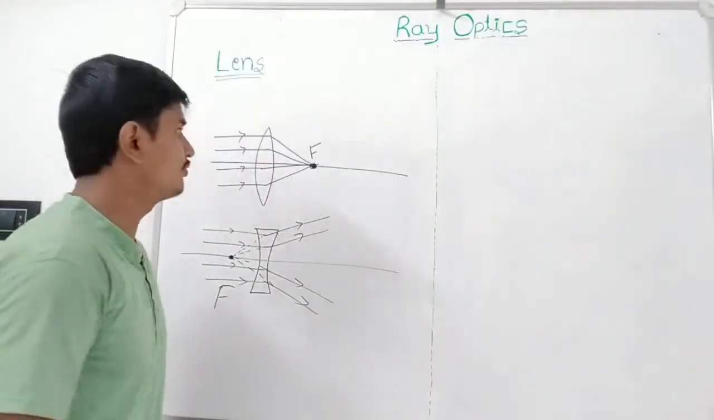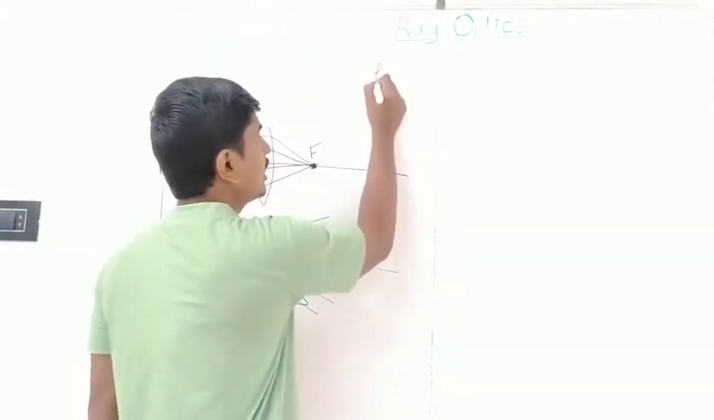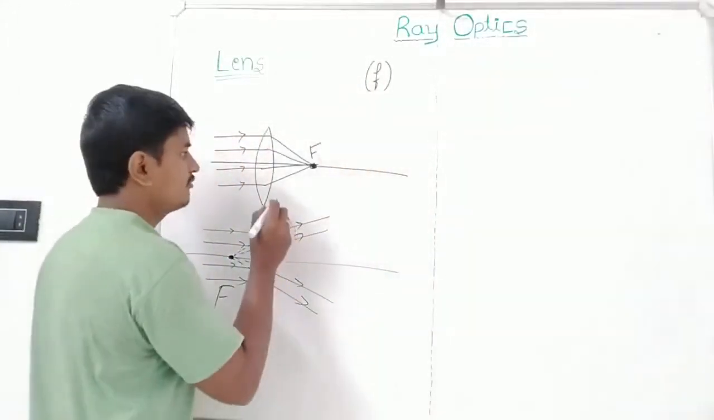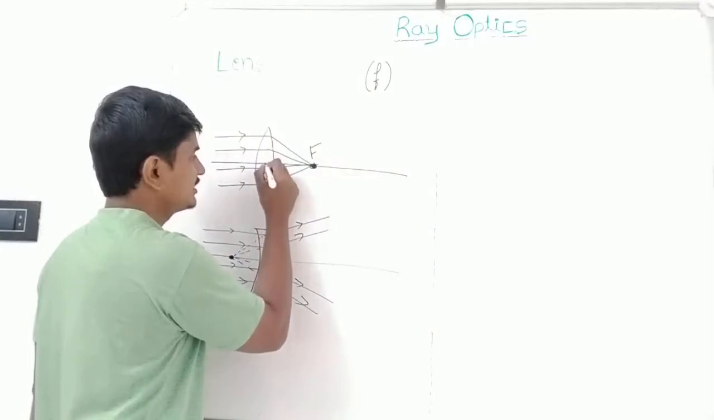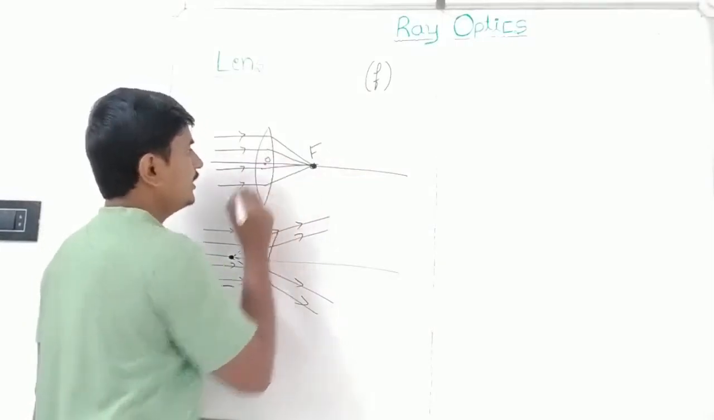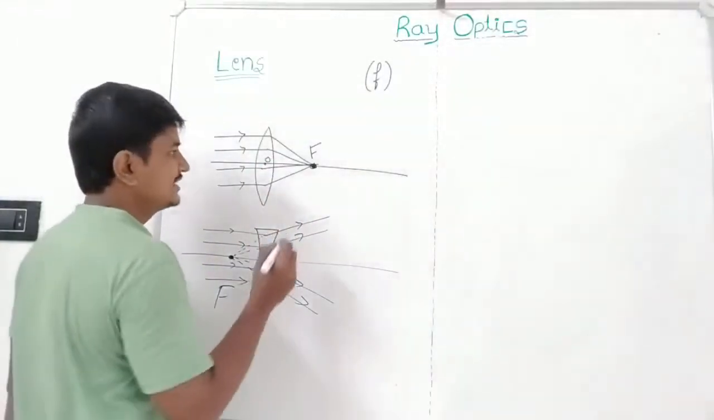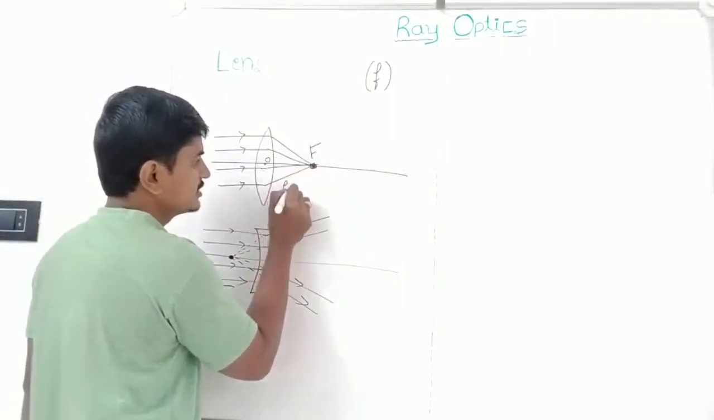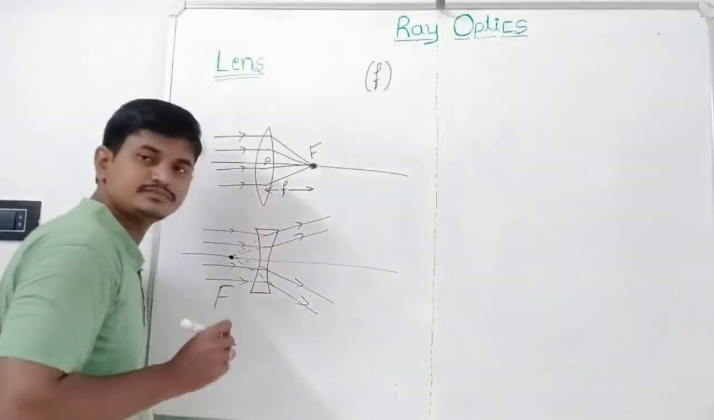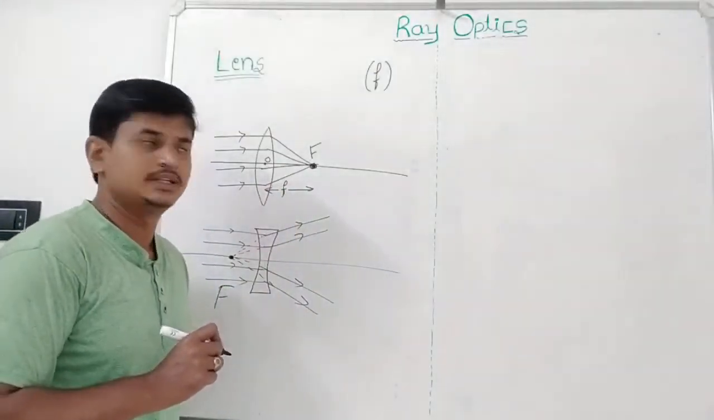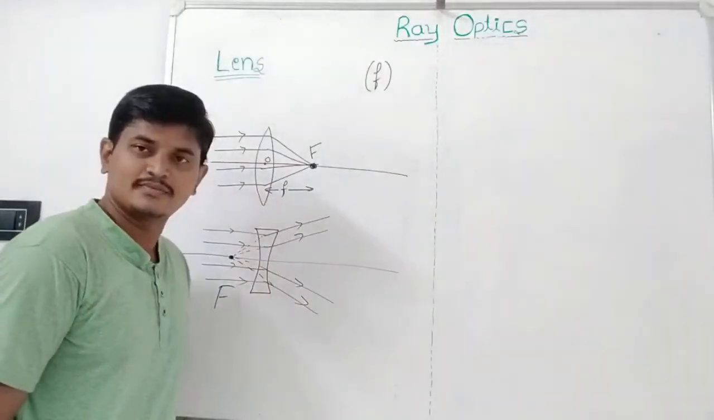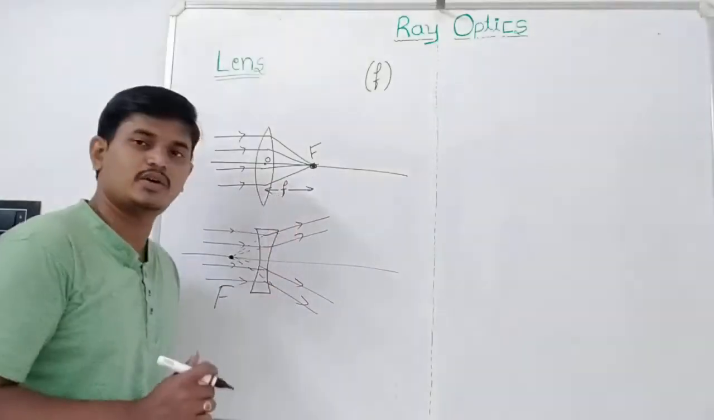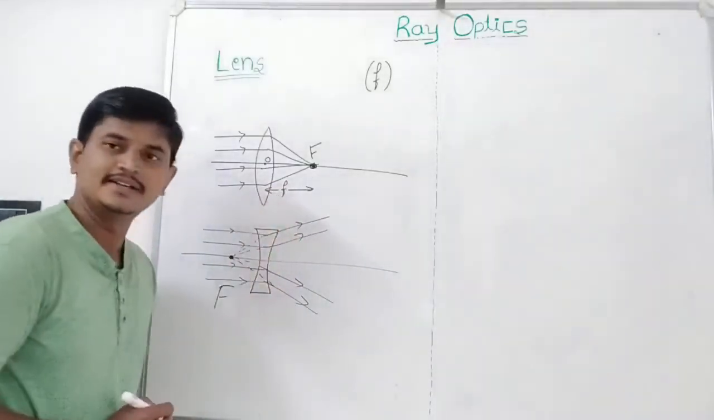Then one more term we want to define, that is focal length. Focal length is represented by small f. The optical center is indicated by O. Now the distance from the principal focus to the optical center, this distance we call the focal length. Focal length is defined as the distance between the principal focus and optical center, which is represented by small f.